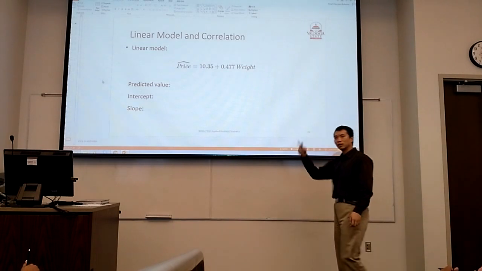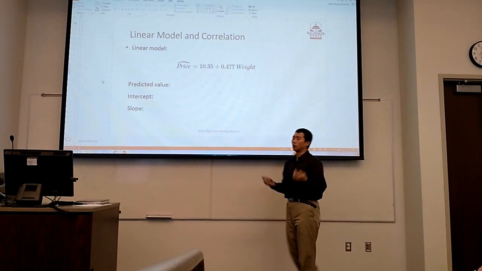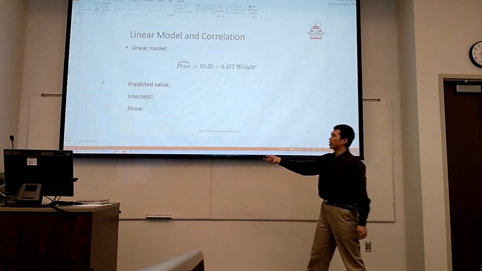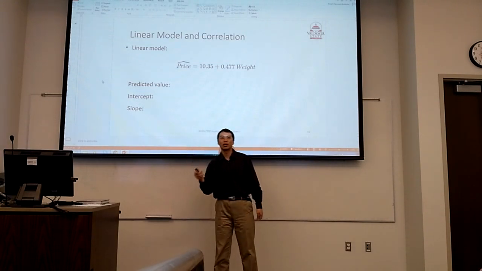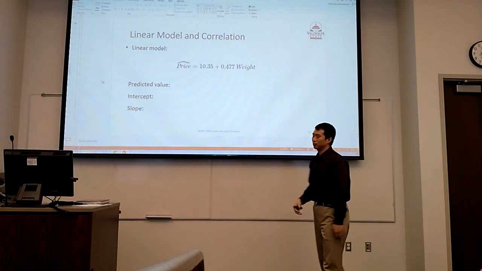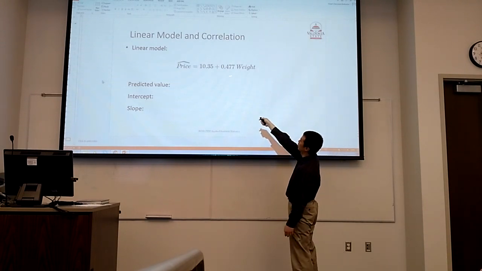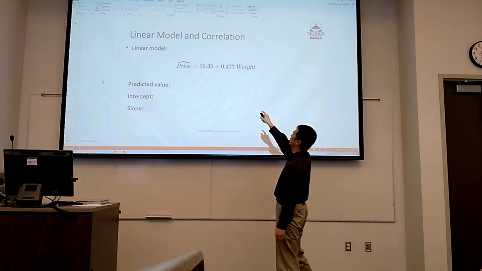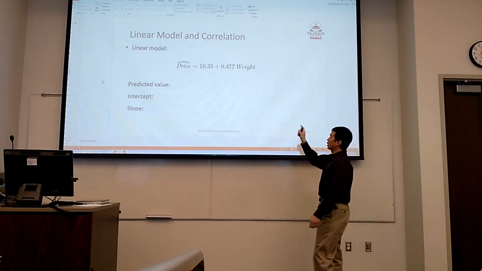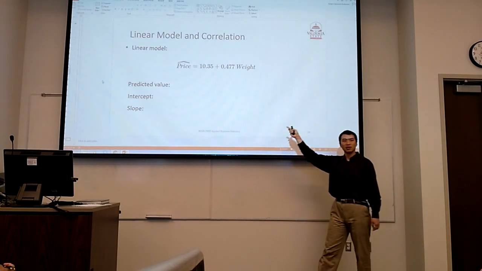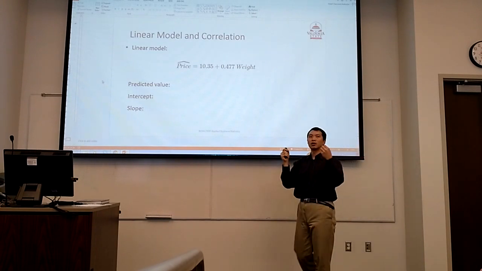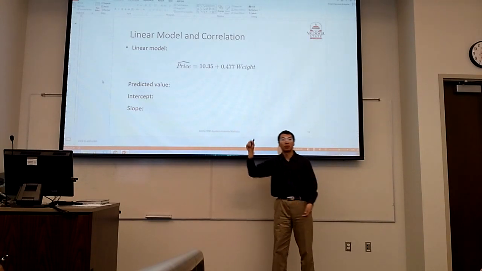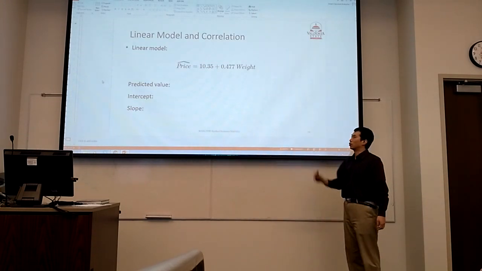Let's see one example. The textbook did the analysis and the regression, so they estimated the parameters, the intercept and the slope, b0 and b1. We have to get those values, and they already did the regression. So the estimated price is equal to 10.35 plus 0.477 times the weight. Then we can use this regression: if we give a weight value, say 20, we will have a corresponding estimated price. That's the linear regression.